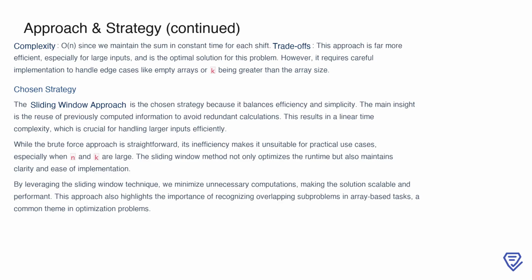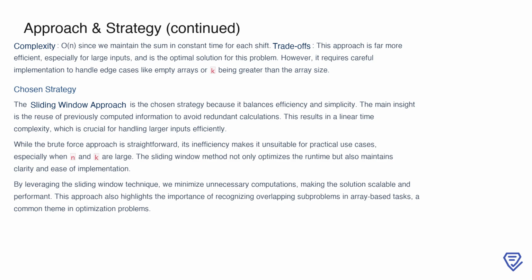Initially, we calculate the sum of the first k elements, and then as the window slides across the array, we continuously update the sum and evaluate it against the thresholds to modify the score. This results in a linear time complexity of O(n), which is much more efficient.